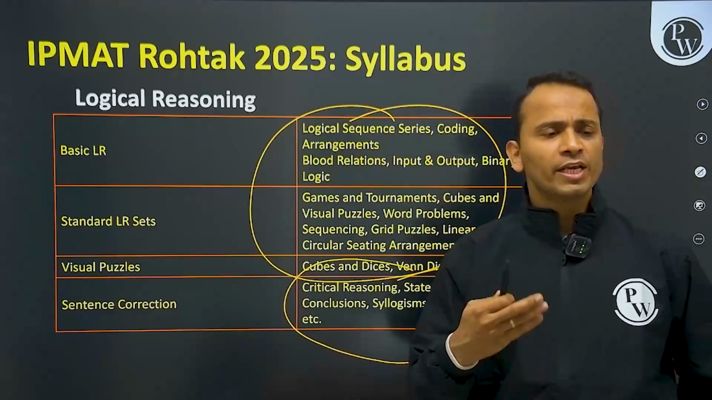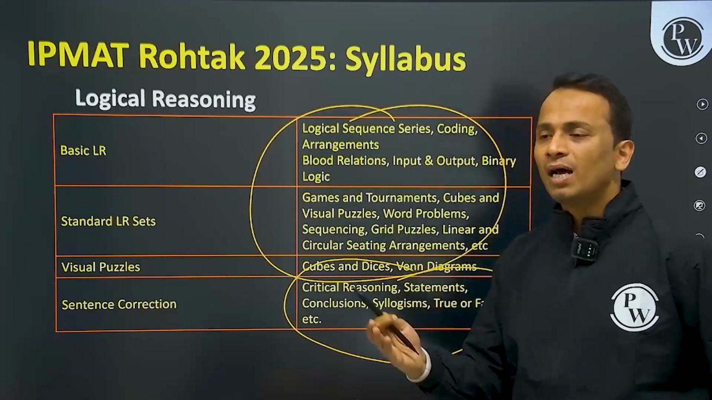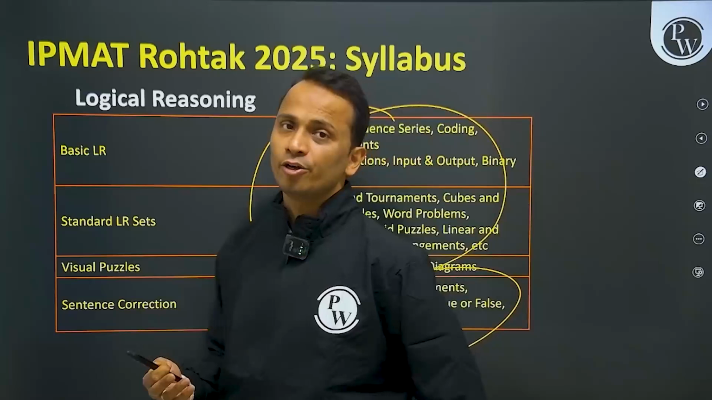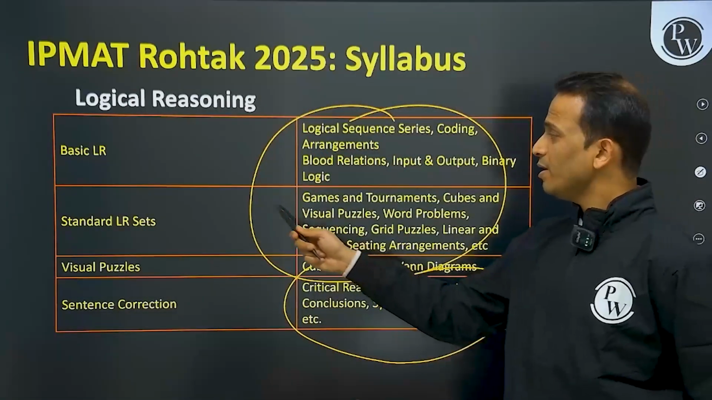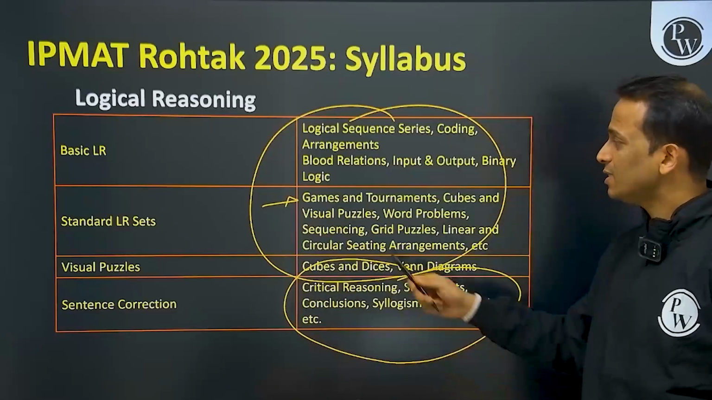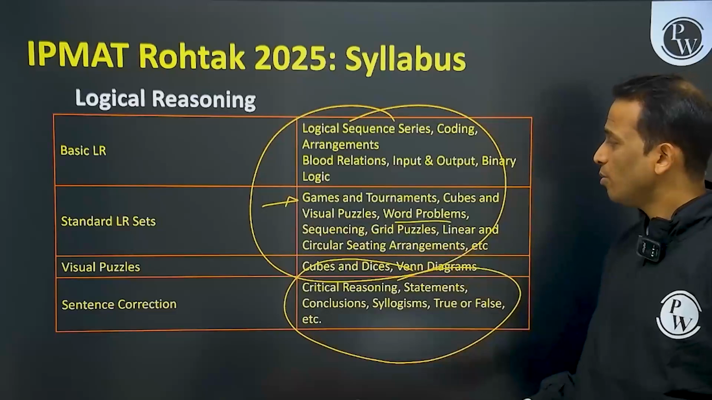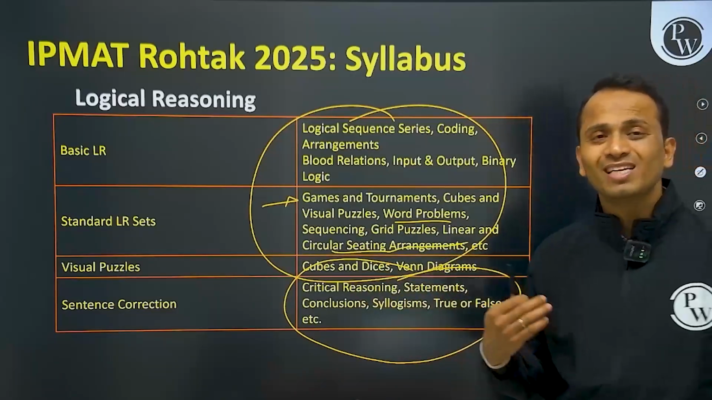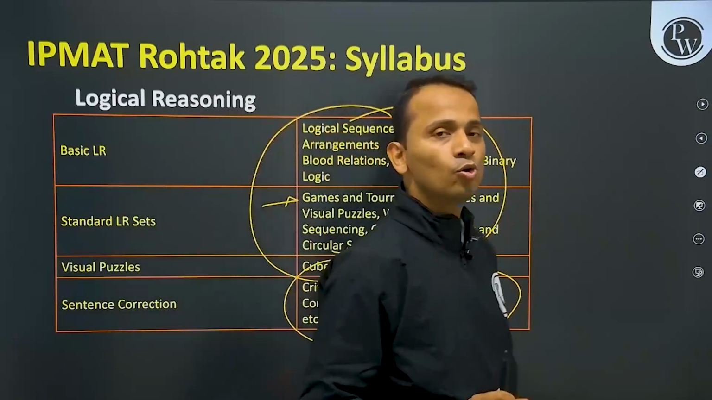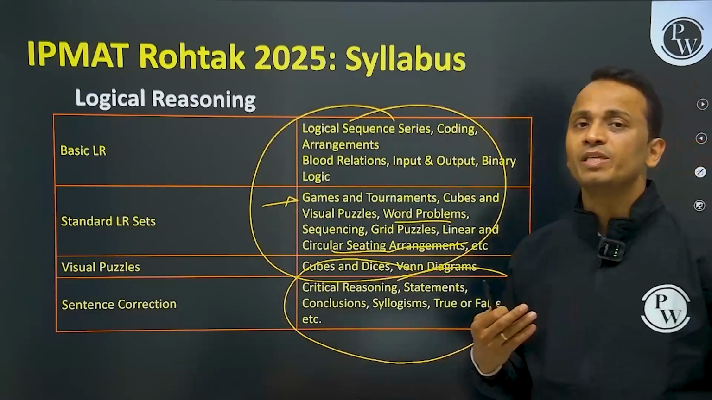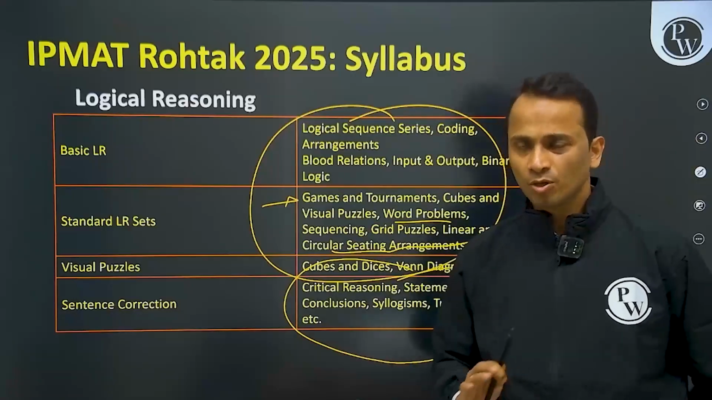Now generally from areas like series, coding, decoding, blood relations, you will get independent questions. But when it comes to set based questions, you may get questions from areas like games and tournaments, cubes and visual puzzles, word problems, circular arrangements, linear arrangements, like this. Okay, so in this section you may get standalone individual questions, or the questions will be in the form of a set, wherein in a set there may be 3 to 4 questions, right?